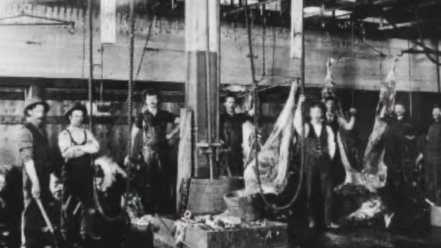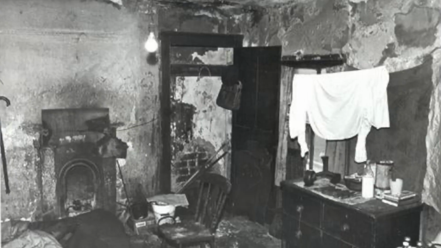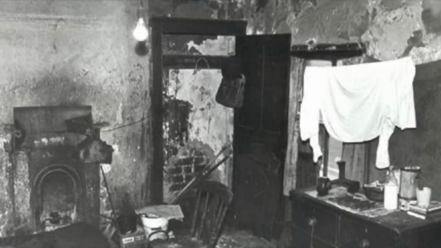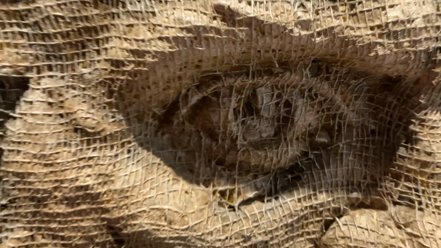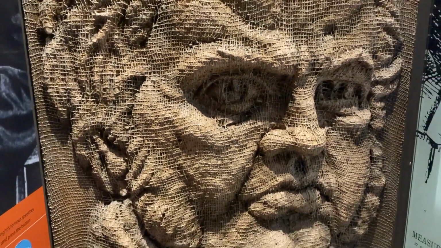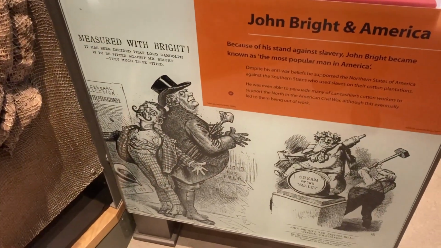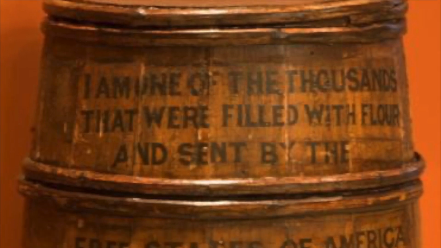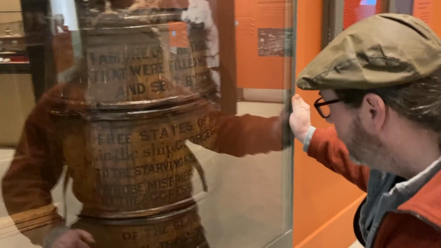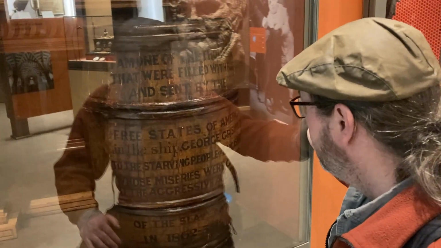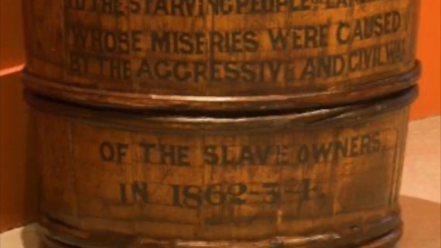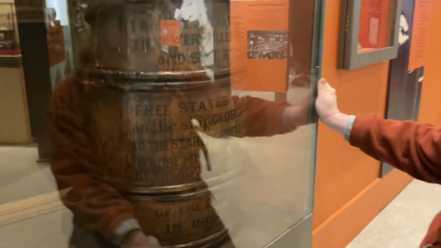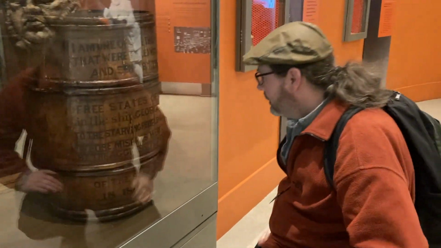But the workers still faced poverty, starvation, lack of heating, and eviction. John Bright of Rochdale reached Lincoln through Senator Charles Sumner of Massachusetts, asking if a few cargoes of flour could come as a gift from persons in your northern states to the Lancashire working men. I am one of the thousands that were filled with flour and sent by the free states of America in the ship George Griswold to the starving people of Lancashire, whose miseries were caused by the aggressive and civil war of the slave owners in 1862.